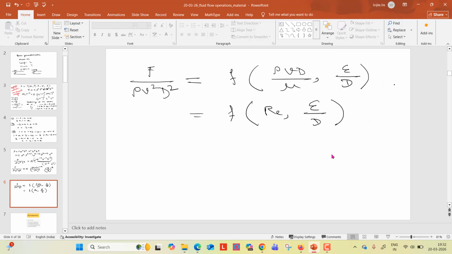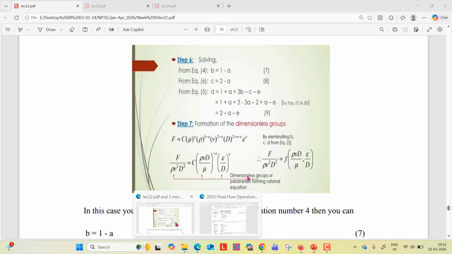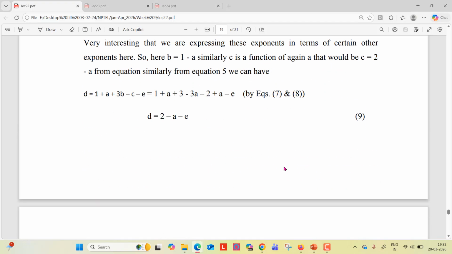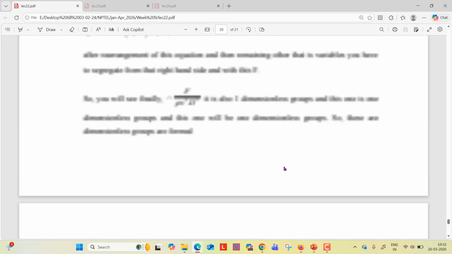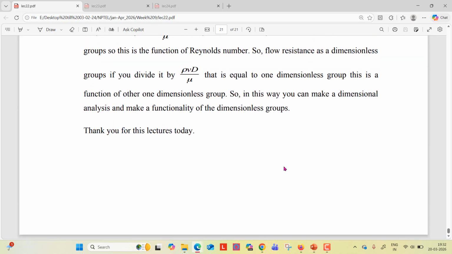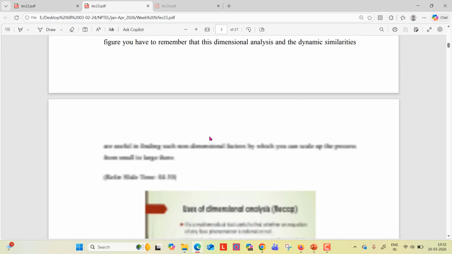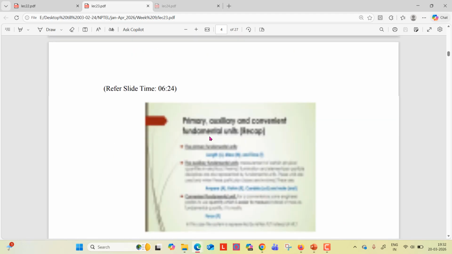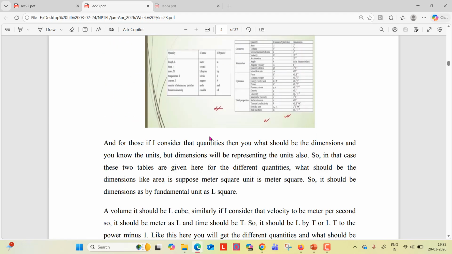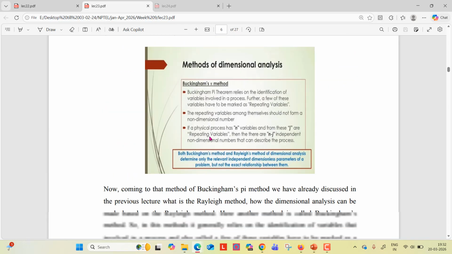So if you calculate all the parameters, basic units, you will get that this is one non-dimensional number, this is one non-dimensional number, and this is one non-dimensional number. Okay, so this is how you get three non-dimensional parameters from this Rayleigh method. So in the next lecture, also after some recapping, we'll do the Buckingham pi theorem for the same system. So you know these things, we have just gone through.